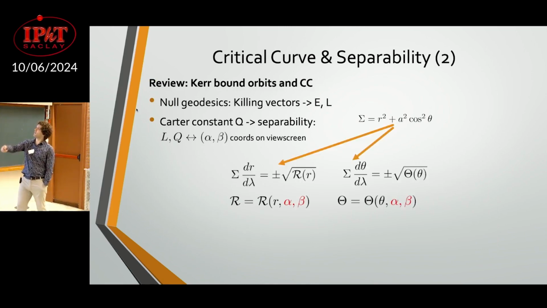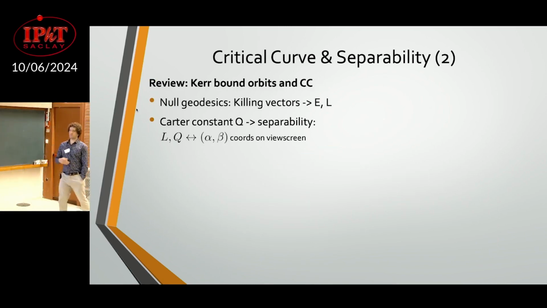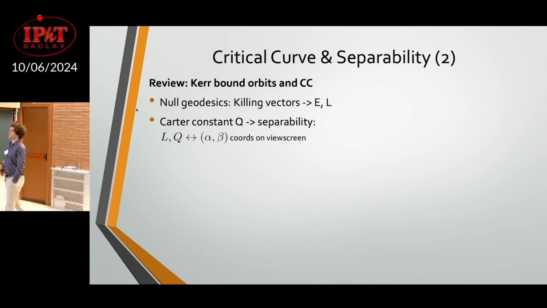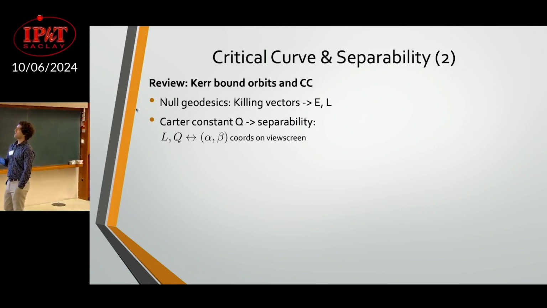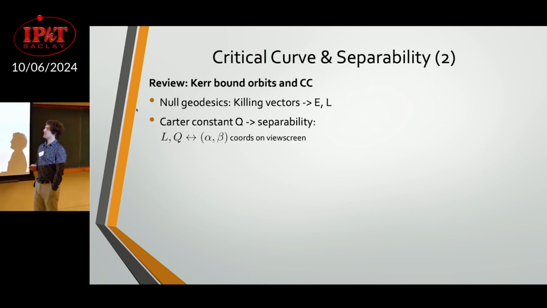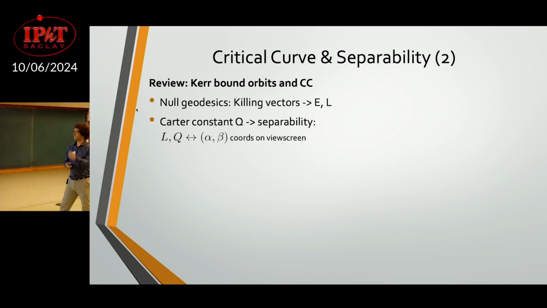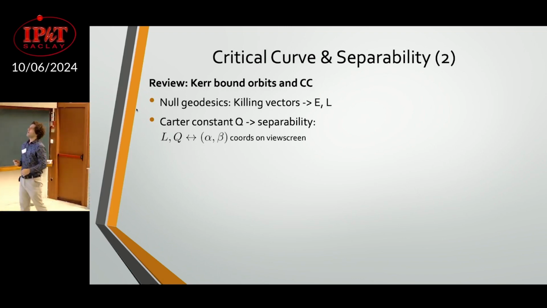So let me, to talk about this, first review a little bit how you get to the Kerr bound orbits and the critical curve. This also answers, I think, a little bit the question about what the shape is.